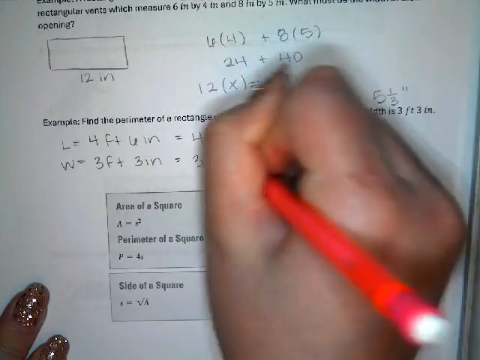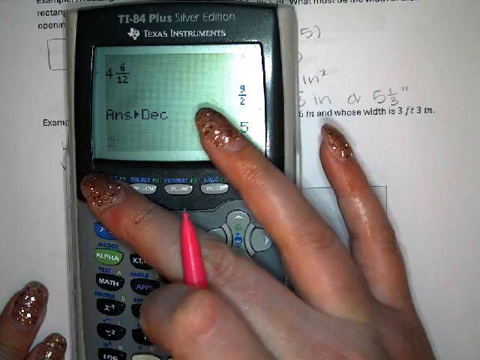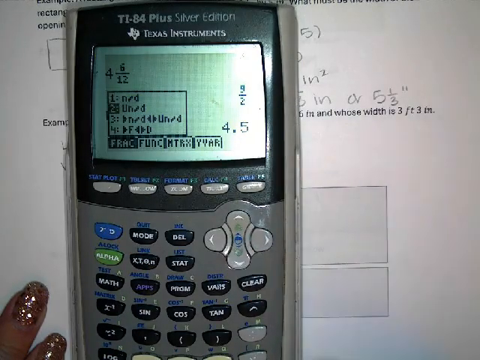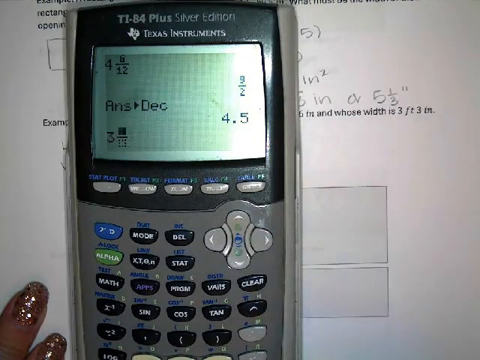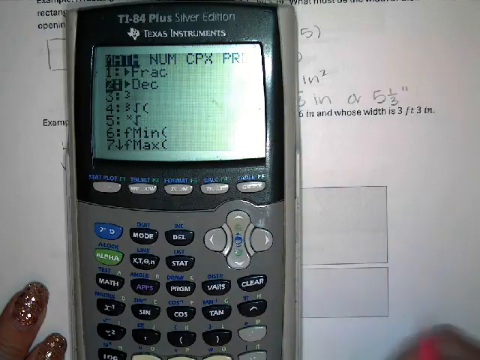Hit the math button, go down to the second option, 3 3/12, hit the math button, go down to decimal, 3.25.